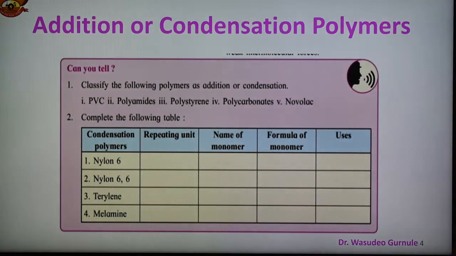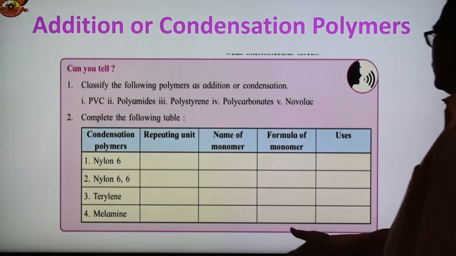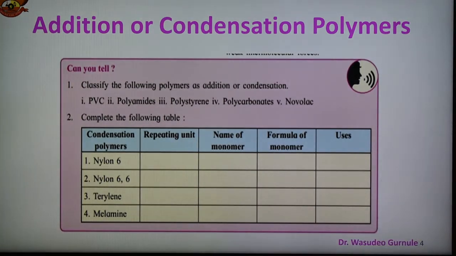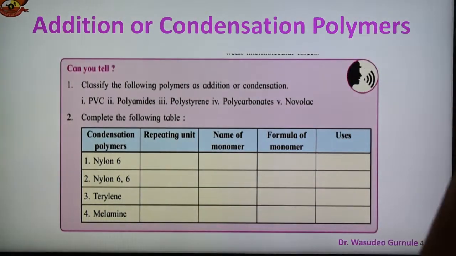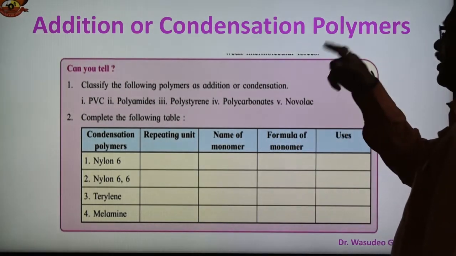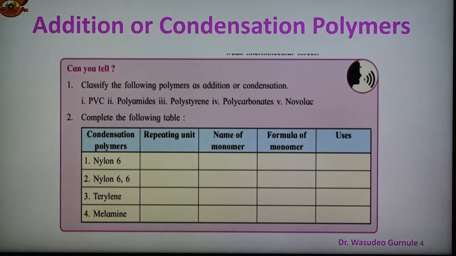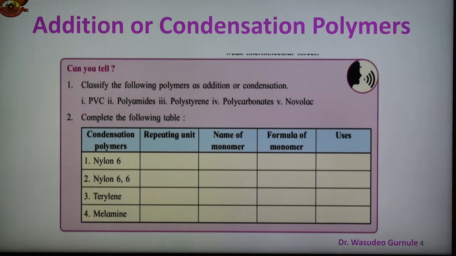Melamine has a repeating unit containing only triazine. The name of the monomer is only melamine. Melamine is a monomer, it is not a polymer. So this is melamine, and it contains triazine. So write the formula of the monomer, which has alternate carbon and nitrogen atoms. Uses of melamine: it forms melamine formaldehyde polymers, which are very useful materials.